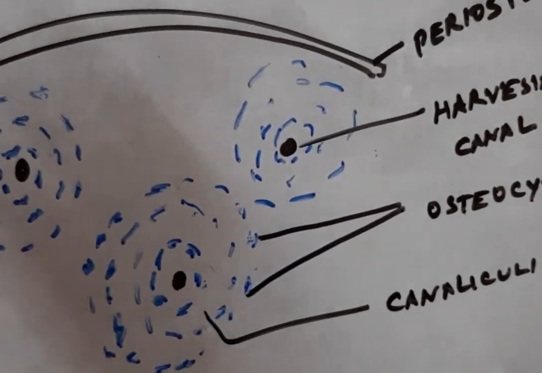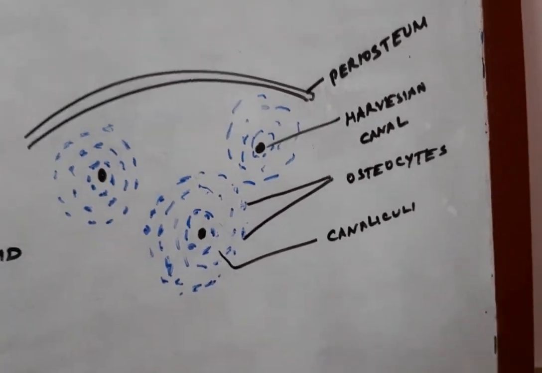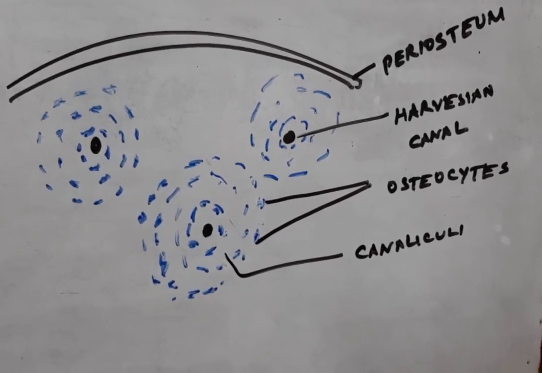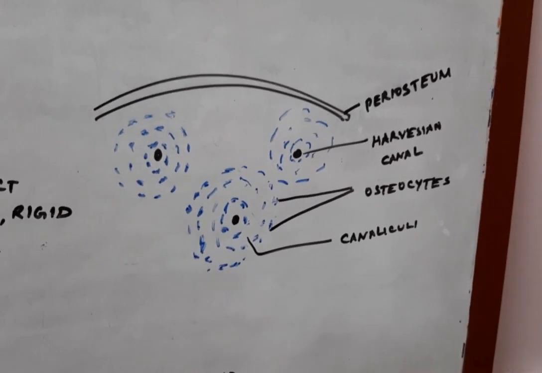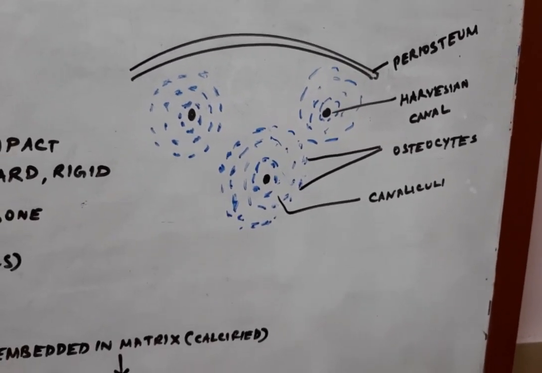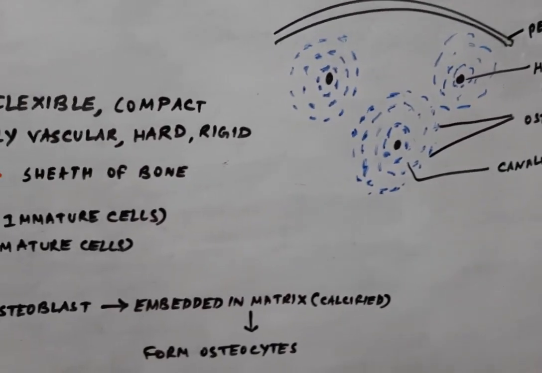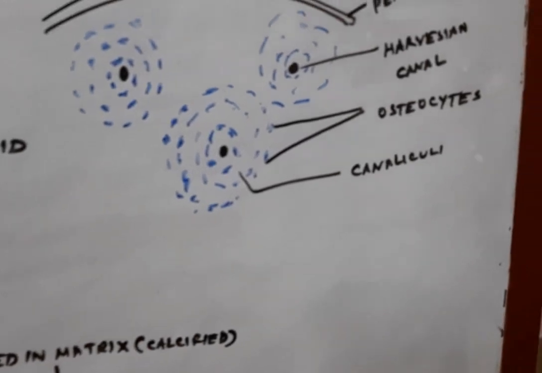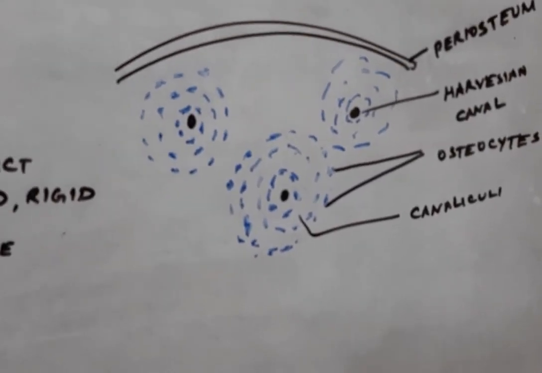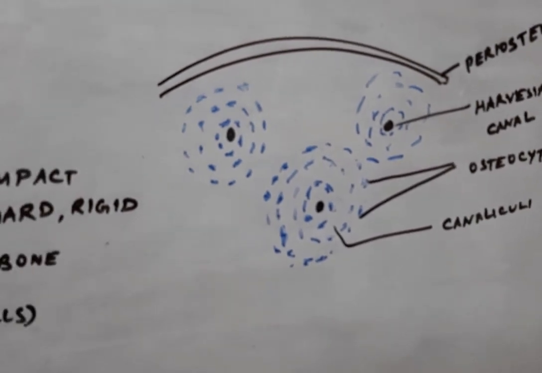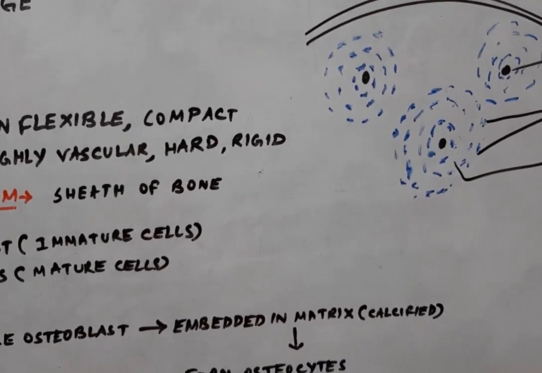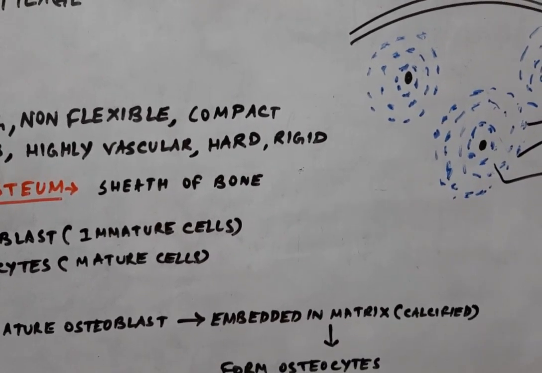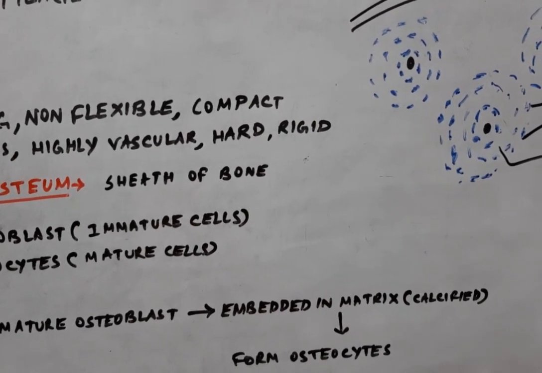Here you can see the diagram which shows the outer sheath called periosteum, the Haversian canal, the large number of canaliculi, and the osteocyte cells. In the long bones of mammals, the lamellae are arranged around a Haversian canal. It contains blood vessels, nerves, and lymphatic canals. The Haversian canal along with the lacunae and osteocytes together is known as the Haversian system.